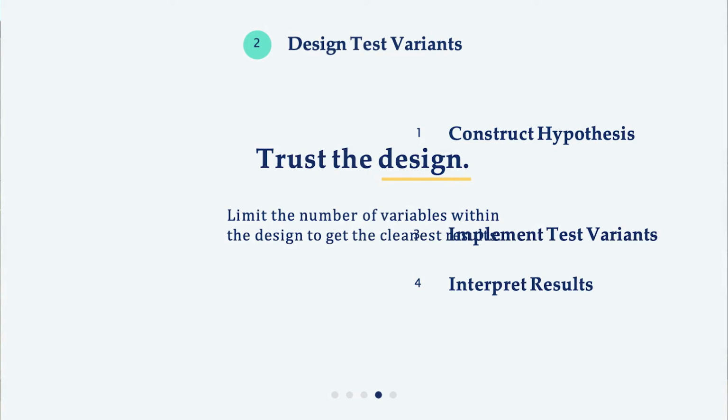Next piece of advice is to limit your number of variables within the design itself to get clean results. If you change too many things between your control and your experimental group, your results are going to get very muddied and you're not going to be able to pinpoint what exactly it was that actually pushed the lever and made that experience better.